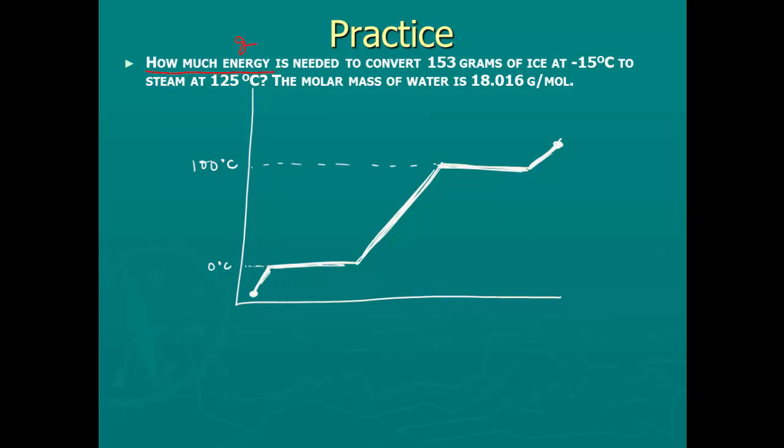Now, one thing I want to point out is if we're starting at negative 15, this temperature change is positive 15 degrees Celsius. We're going up by 15. This temperature change is 100 degrees Celsius because it's going up from 0 to 100, and this temperature change is 25 because we're going from 100 up to 125 degrees Celsius. So that's just something to keep in mind. All right, if you want to draw this, feel free to pause, draw this graph, and then we're going to move on and do our calculations.